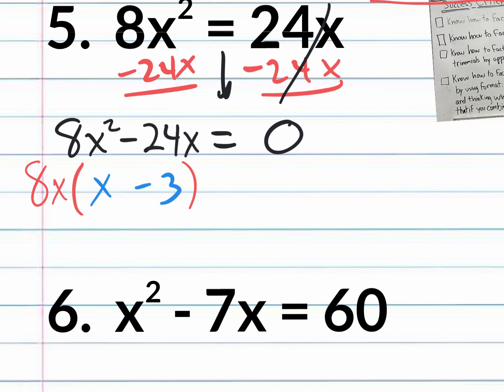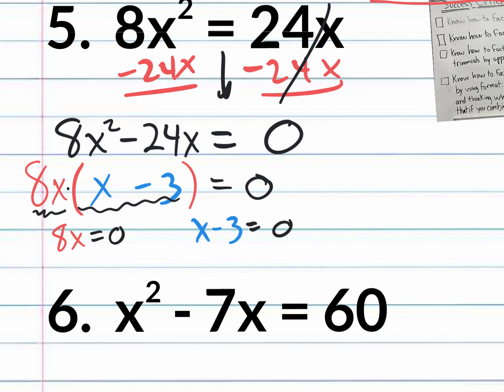Now, why do I want 8x times x minus 3? Because if you have something times something equals 0, then the first something, that 8x, that could equal 0, and the second something, x minus 3, that could also equal 0. And it becomes two easy problems that you could actually solve, okay?